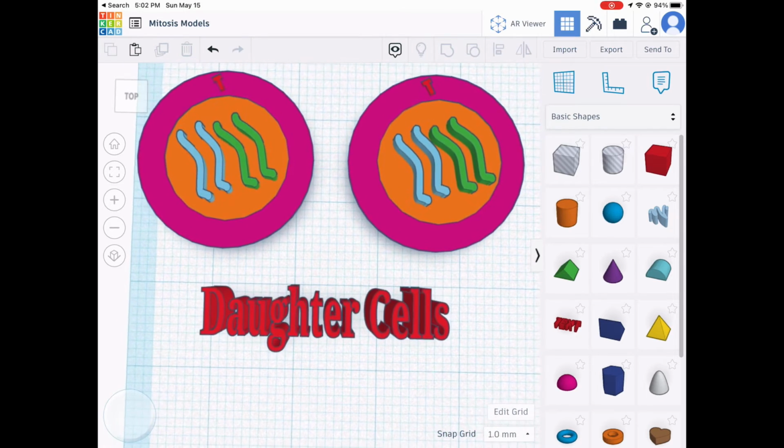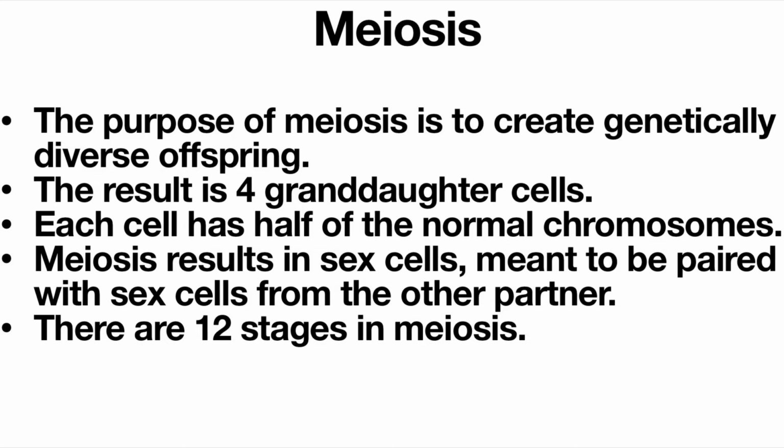Now we will look at meiosis. The purpose of meiosis is to create genetically diverse offspring. The result is 4 granddaughter cells. Each cell has half of the normal chromosomes. Meiosis results in sex cells meant to be paired with sex cells from the other partner. There are 12 stages in meiosis.